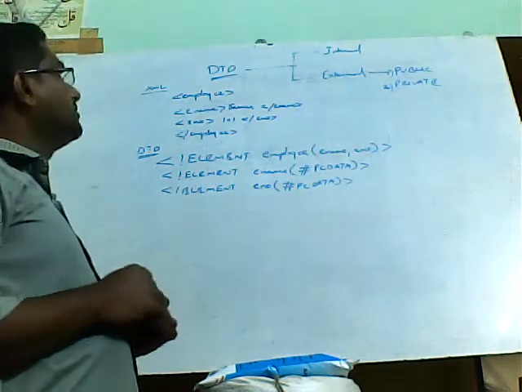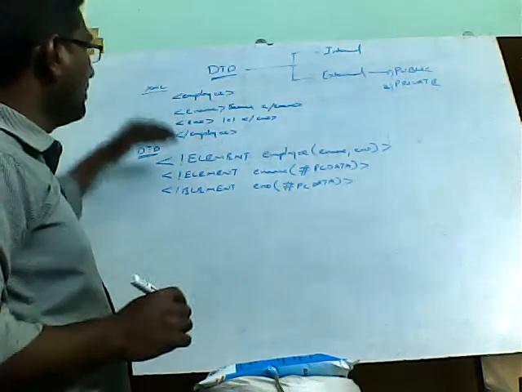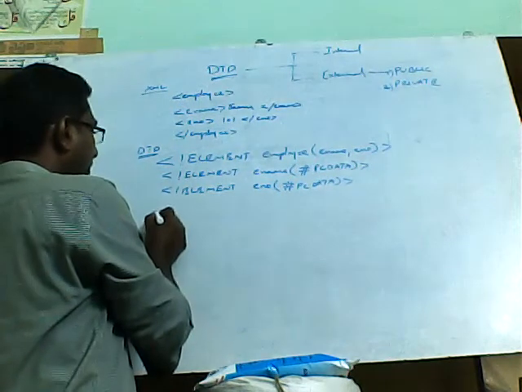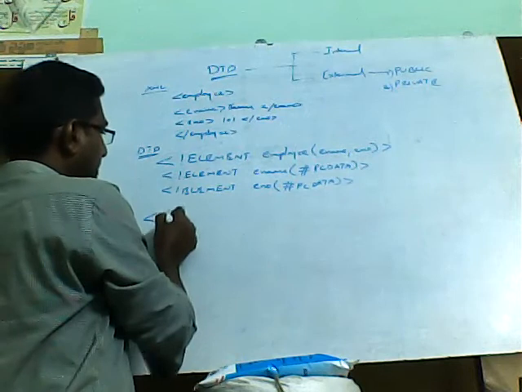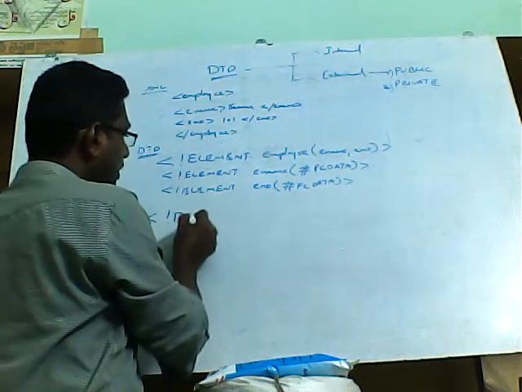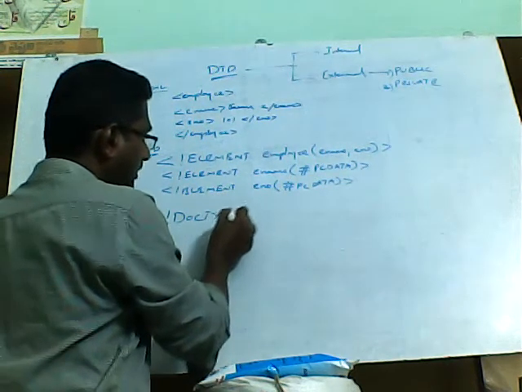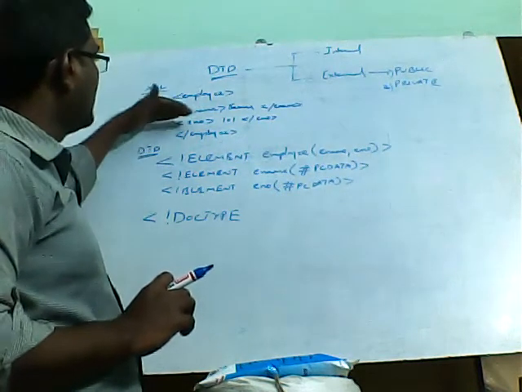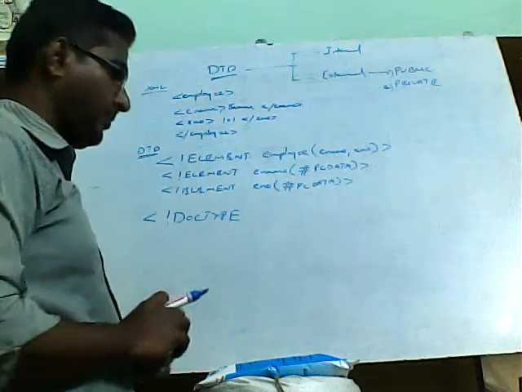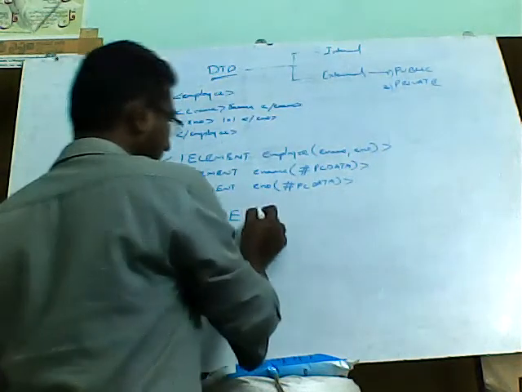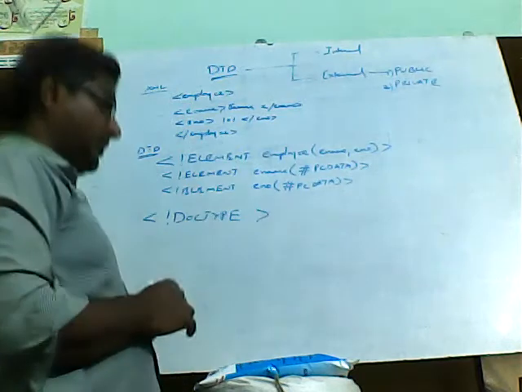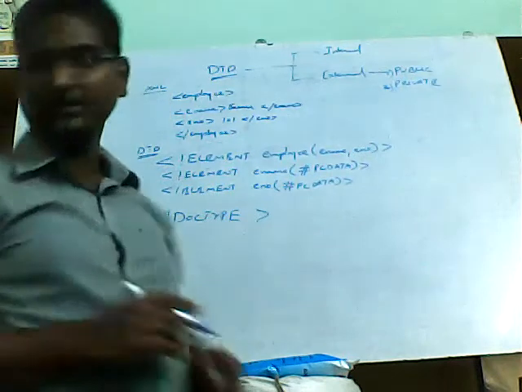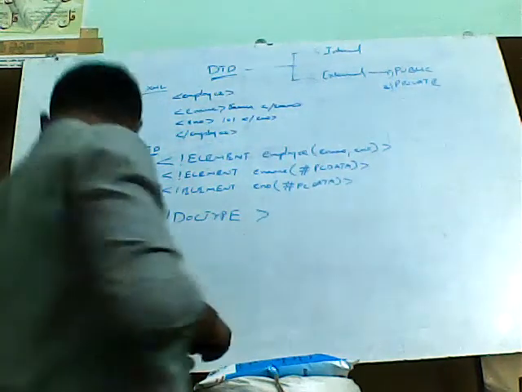So if you want to link an XML document with the DTD document, here we have one element, that is less than, exclamation mark, DOCTYPE. DOCTYPE is the element that we will use to link the XML document with the DTD document. How we will link this, we will see now. First we will talk about the internal DTD. We will see the syntaxes related to this DTD.